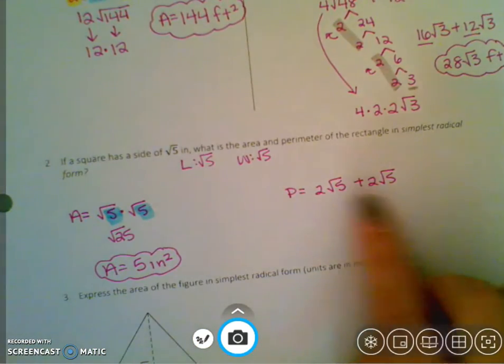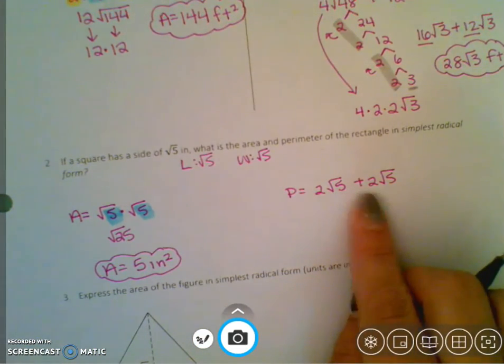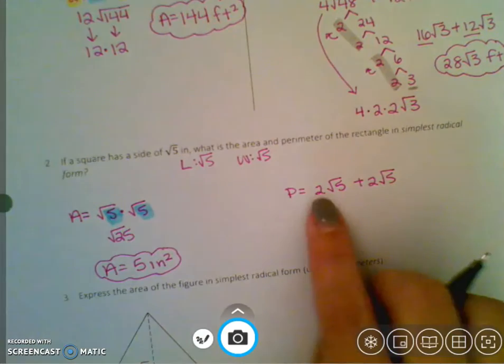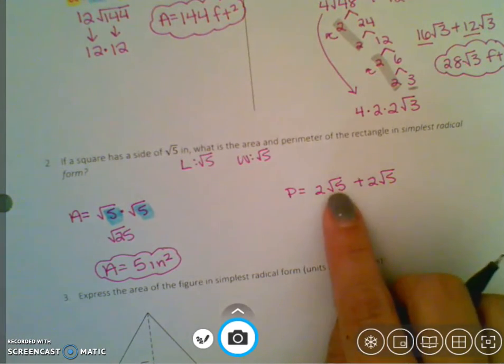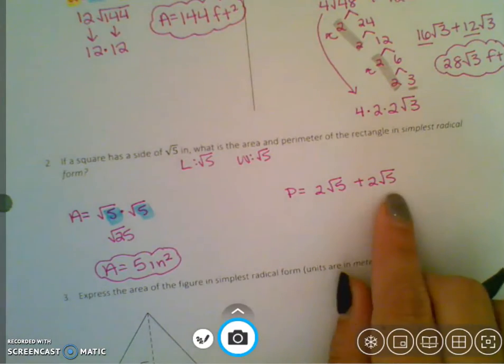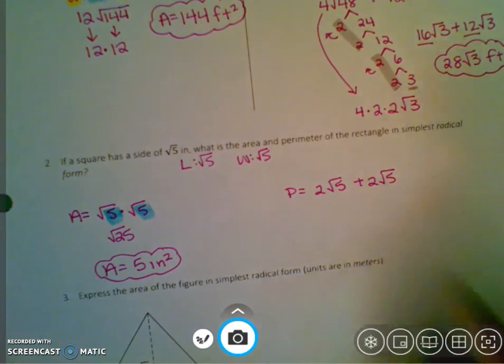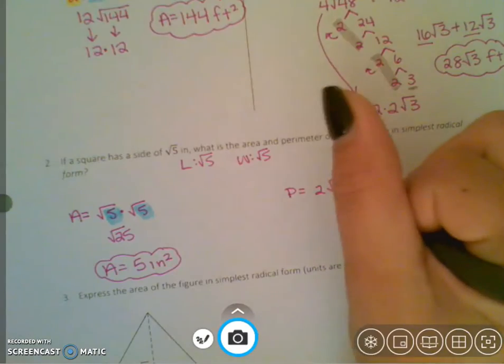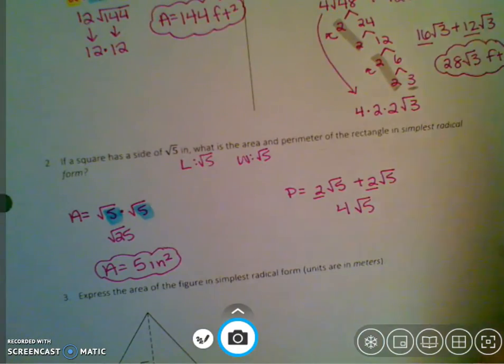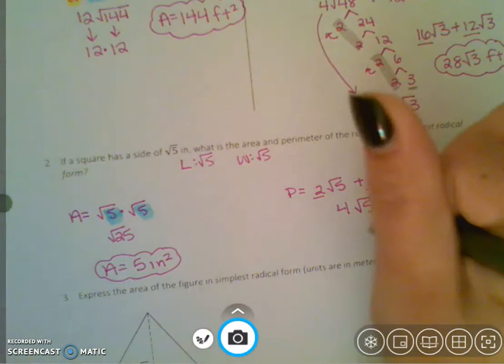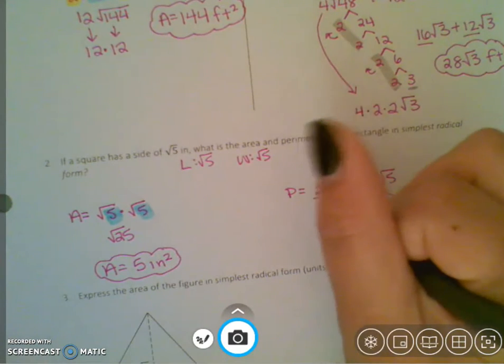Okay, perimeter, 2 times root 5 plus 2 times root 5. Well, the 2's just sit in front. And now when you're adding, both of the numbers inside the radical match, the radicands match. So the root 5's match. So you're going to keep your root 5 and you add the numbers in front. So that's going to be 4 root 5. And again, it's inches. It's perimeter.